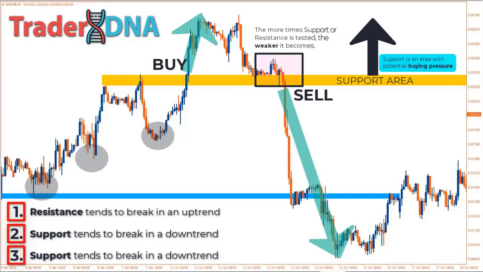Recall the concept from truth number 3. The more times support or resistance is tested, the weaker it becomes. So it's a sign of weakness as the bulls couldn't push the price higher. Perhaps there's no buying pressure, or there's strong selling pressure. Either way, it doesn't look good for the bulls and support is likely to break. Here is an example. And the opposite for resistance.